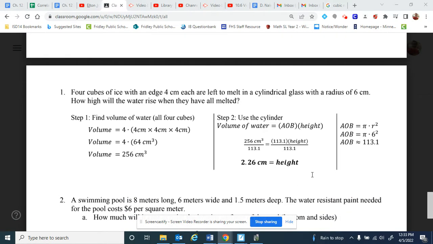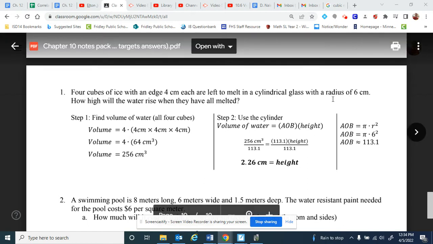So we're going to be looking at a glass that has 4 cubes of ice in it. And each of the ice cubes has an edge length of 4 centimeters. And what we're going to do is let these ice cubes melt. And as they melt, they're going to turn into obviously water in the glass. And then we're going to check to see how high the water will rise after those 4 ice cubes have melted. And the glass has a radius of 6 centimeters, as we can see here.